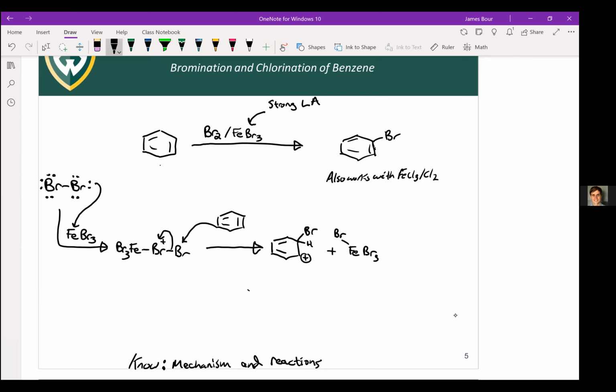I'll draw my iron tetrabromide like this. You'll see different versions of how this is drawn. But basically what we're going to go with in this class is it acts as a base, and those electrons fall down to fill that carbocation vacancy. And what this results in is our side products, HBr plus FeBr3. You'll note that our iron tribromide was regenerated in this case. When bromine is protonated, it doesn't want to interact with the iron. And so we get our iron tribromide out. This is formally a catalyst, but we often use many equivalents of it.